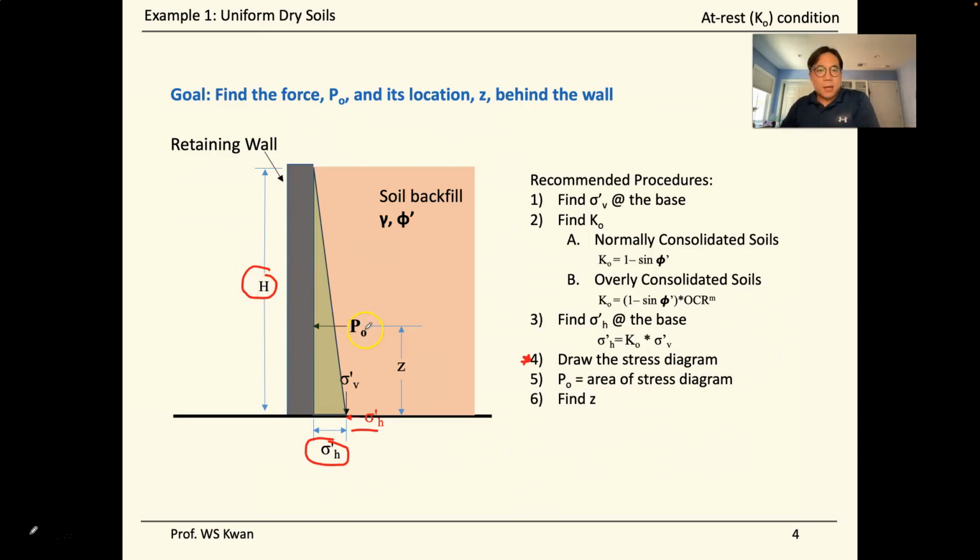After knowing P naught, the area of the triangle, we can find the location where this force is acting. Since this is a force diagram, the centroid of the triangle represents the location where the force acts on the wall because of the soil profile. Since we have a triangle, and we know the centroid of a triangle is 1/3 from its base, in this case it is 1/3 times the height.